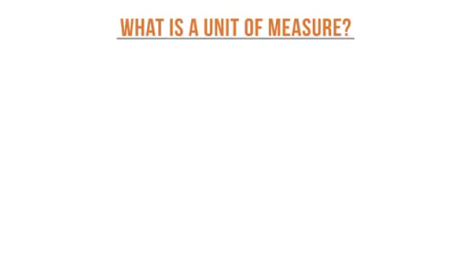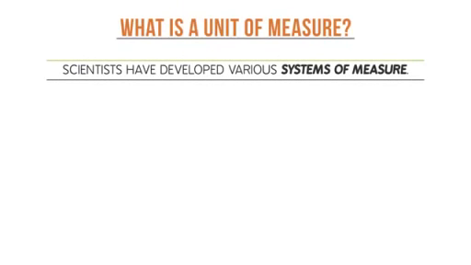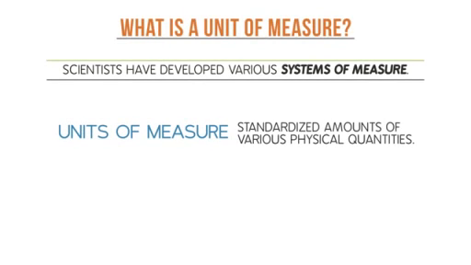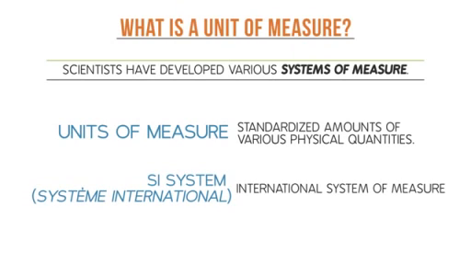So what is a unit of measure? In order to have accurate and reproducible ways to define magnitudes of length, volume, density, etc., scientists have developed various systems of measure. These systems are made up of units of measure, which are basically standardized amounts of various physical quantities. The SI system is the international system of measure used by scientists.